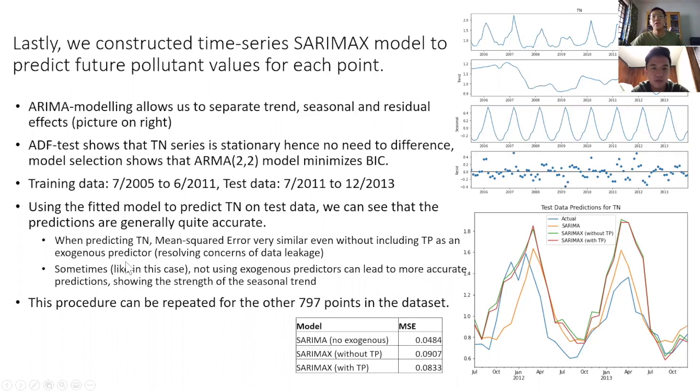Interestingly, even if you do not add exogenous predictors, the seasonal model alone is enough to capture most of the relationship, as seen in orange. This procedure can be repeated for all other 800 points in the dataset, and it will allow people to predict, for every location, what the pollution levels will be years into the future.